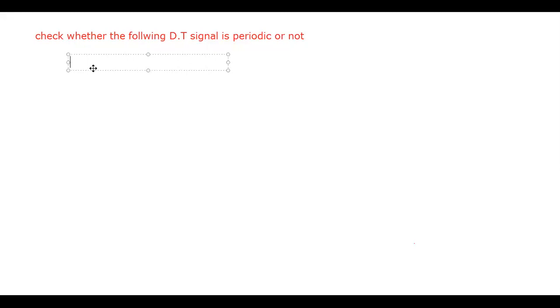Now see here, check whether the following discrete time signal is periodic or not. The discrete time signal is given as x of n is equal to cos 2 pi n.